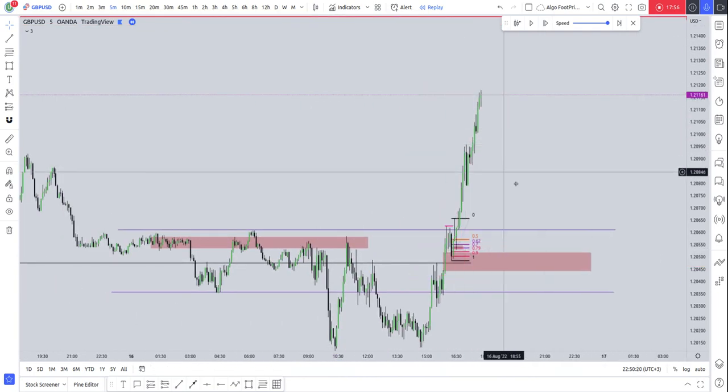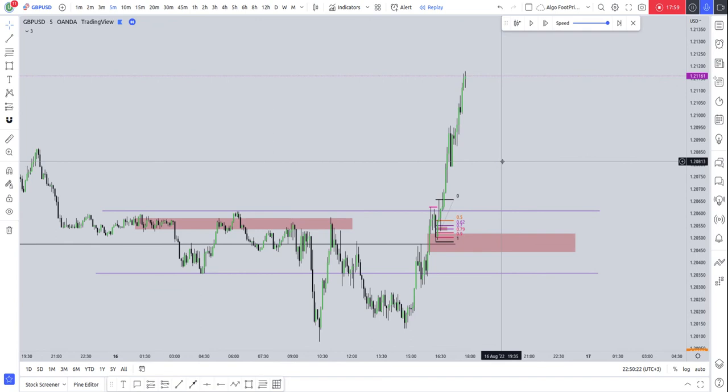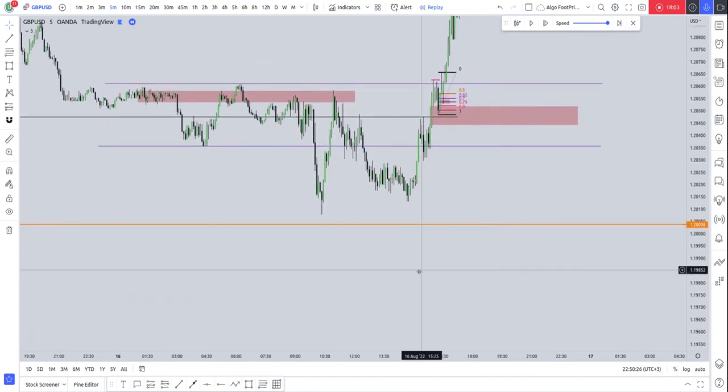As simple as that. So I hope you have enjoyed this video, and I hope you've learned something. Just as a reminder, remember, when your liquidity pool is taken out, it either acts as support or as a resistance. It's where you can look for a smart money reversal, a break in market structure for your entry.